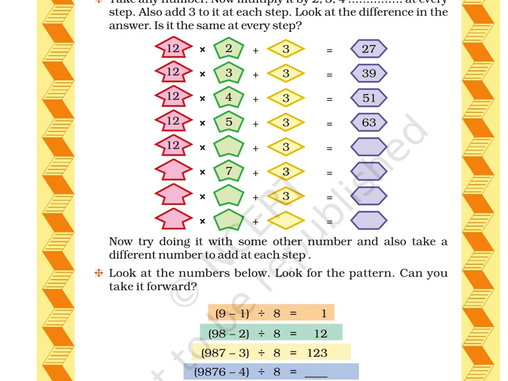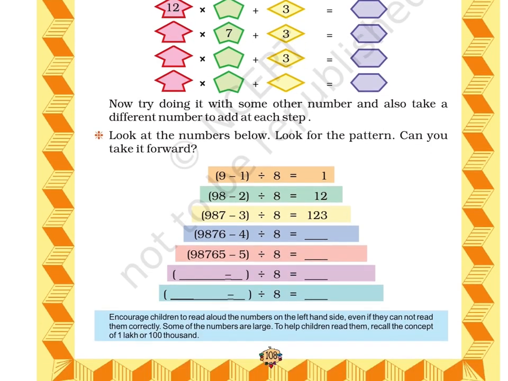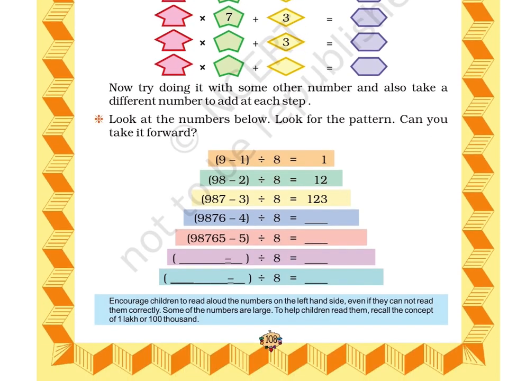Now, try doing it with some other number and also take a different number to add at each step. Look at the numbers here. Look for the pattern. Can you take it forward? The pattern goes like this. 9 minus 1 divided by 8 is equal to 1. 98 minus 2 divided by 8 is equal to 12. 987 minus 3 divided by 8 is equal to 123.